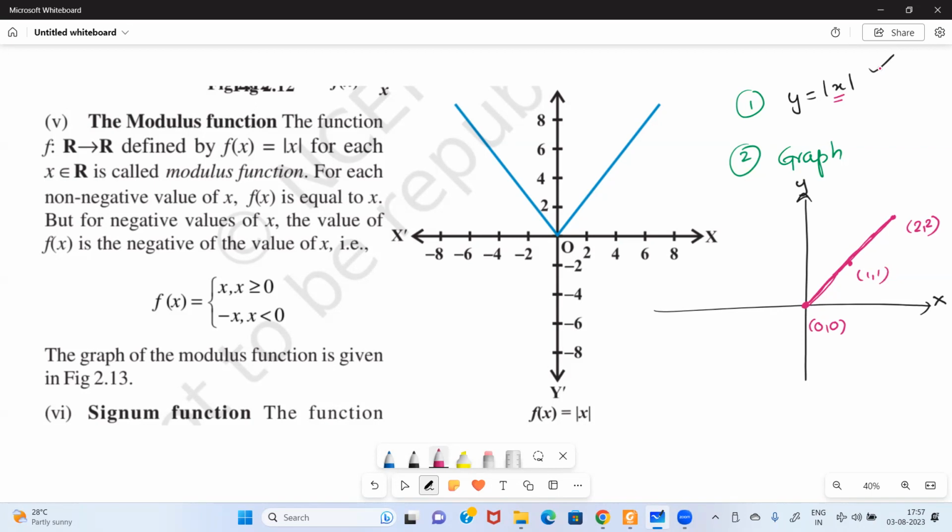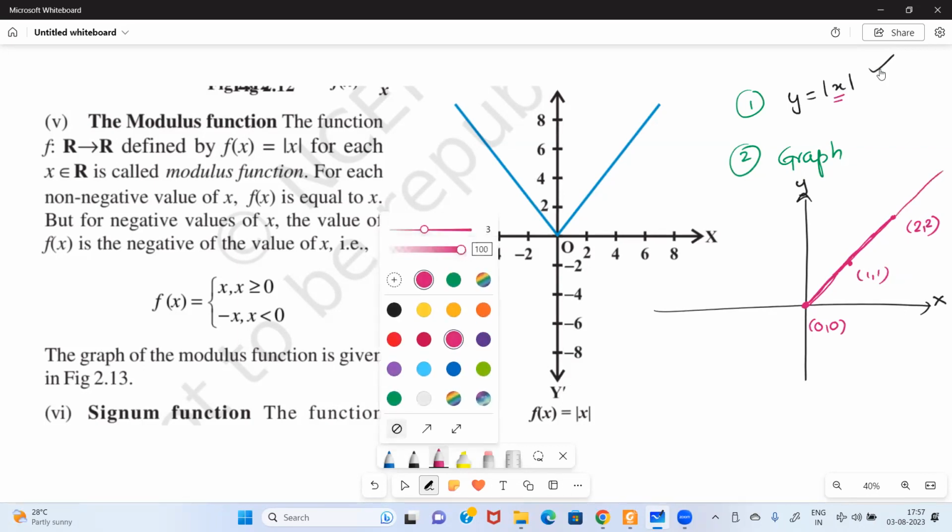So when I place x as 0, I get y as 0. So (0, 0) is a point. When I place x as 1, y is 1. So (1, 1) is a point. When I place x as 2, then y is 2. So (2, 2) is a point and so on. So the graph to the right of the y-axis goes like this. Is it clear to everyone? Yes, sir.